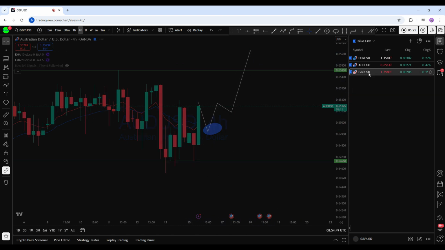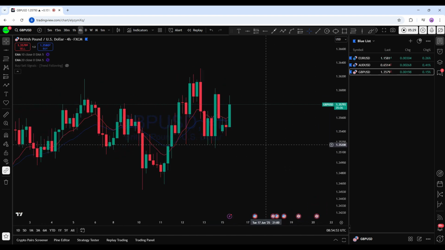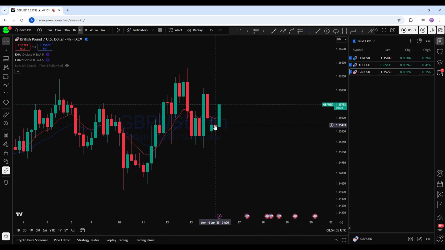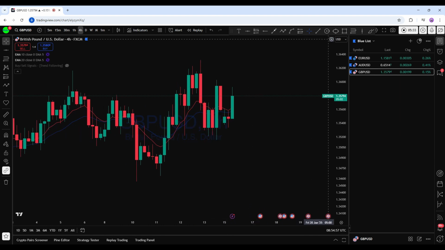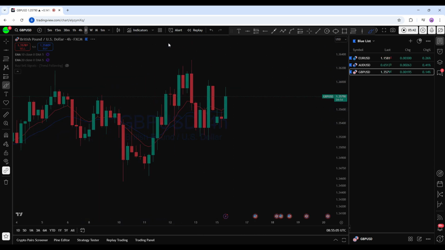Now let's look at British pound US dollar to see what kind of price action it is forming here. GBPUSD has a doji formation in that area where there is a stronger liquidity grab. The market on the lower time frame is also showing potential bullish trend continuation.